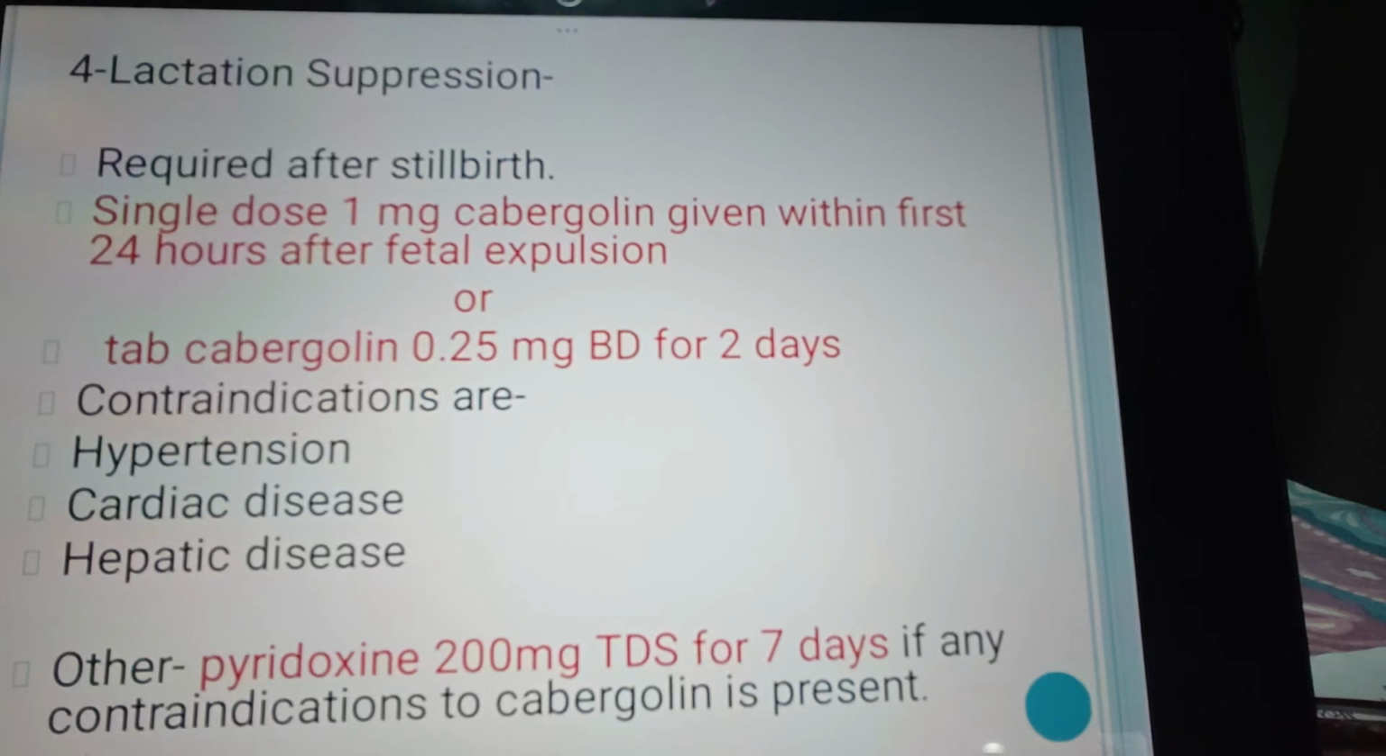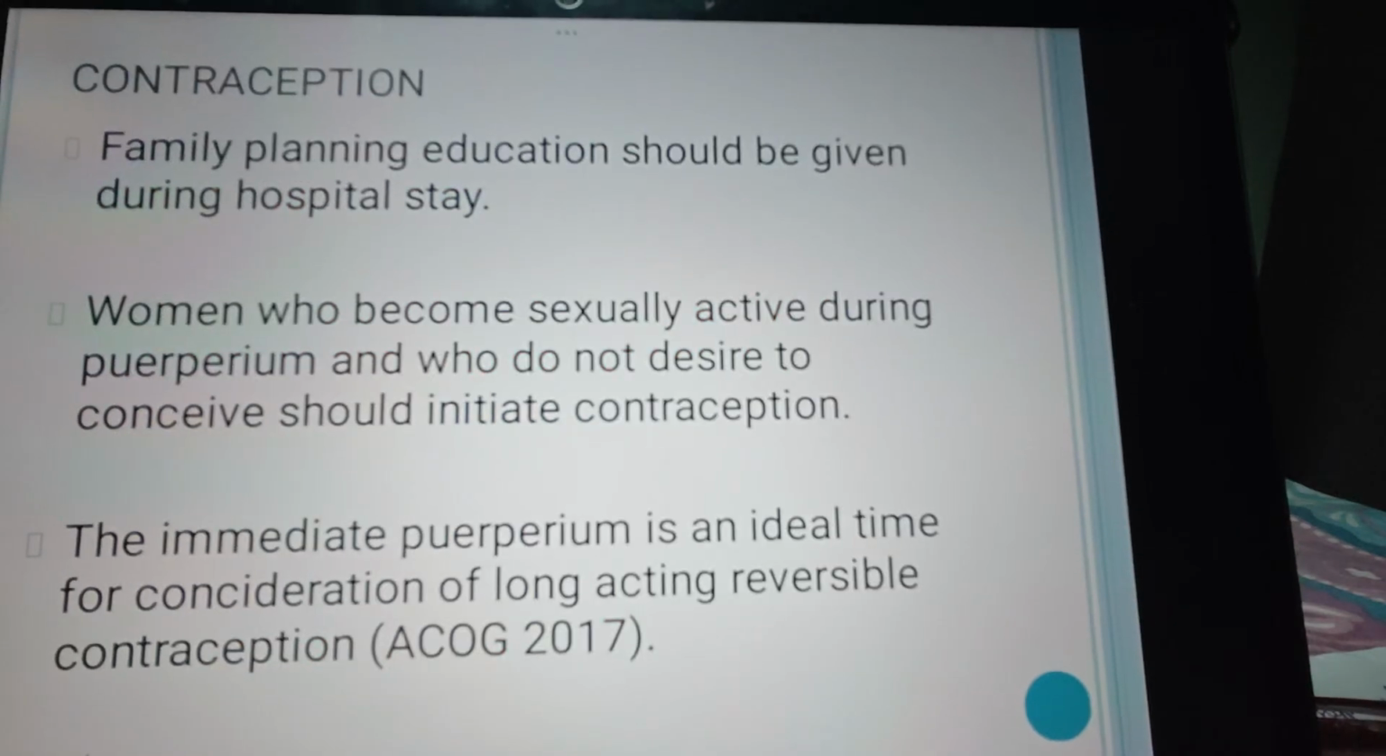Because cabergoline is a dopamine agonist, it can cause extrapyramidal side effects. So what we advise is a titrated dose, meaning a single dose of 1 milligram is not given. We prefer cabergoline 0.25 milligrams BD for 2 days. Now what are the contraindications of cabergoline? The contraindications include a hypertensive patient, cardiac or hepatic disease. And if cabergoline is contraindicated, then what else can we advise? We can give pyridoxine 200 milligram TDS for 7 days.